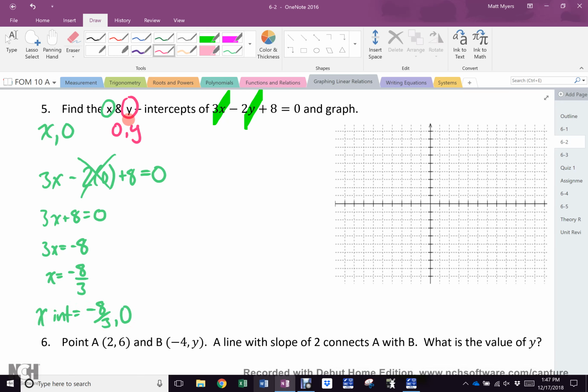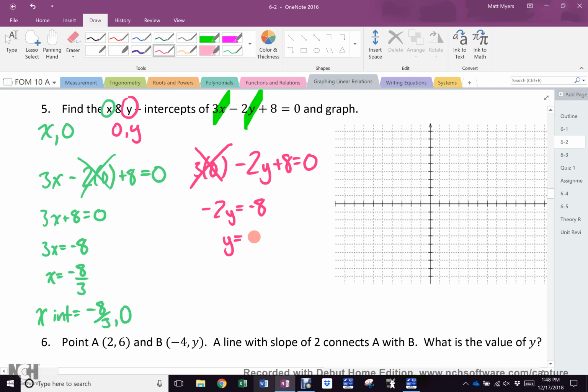Great. What's the y-intercept? X is 0. Do I care about the x then? No. So it's 3 times 0, which means I don't care about it, minus 2y plus 8 equals 0. Am I looking for negative 2 y's? No, I'm looking for a single y. So what do I do? Algebra again. Negative 2y equals negative 8. What does y equal?